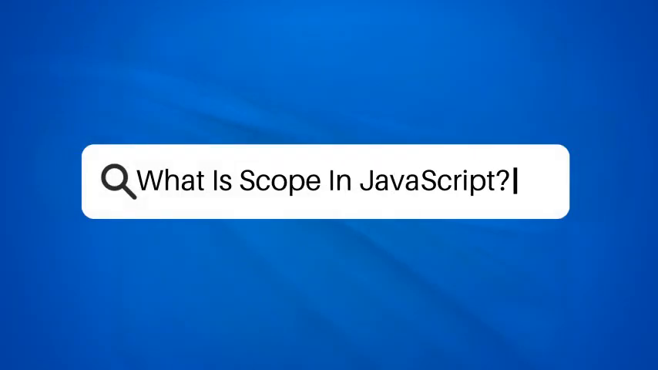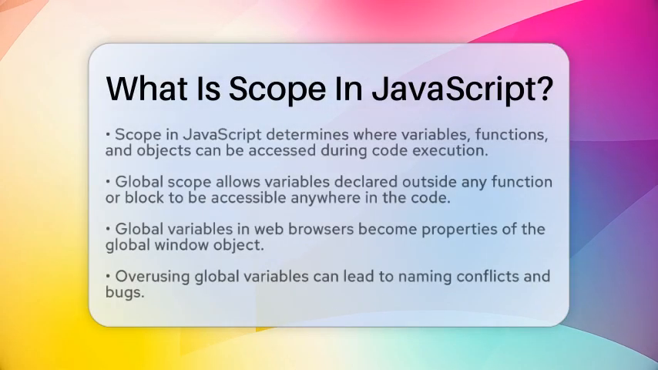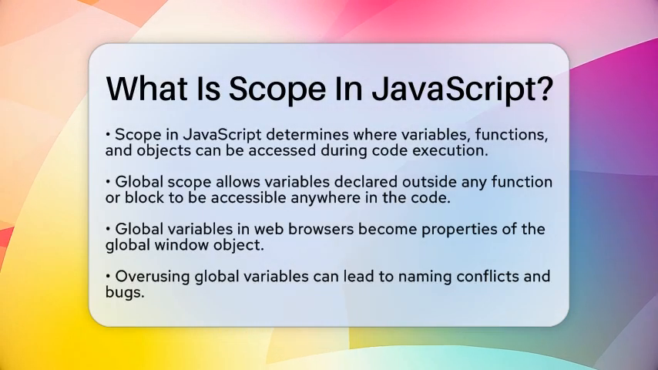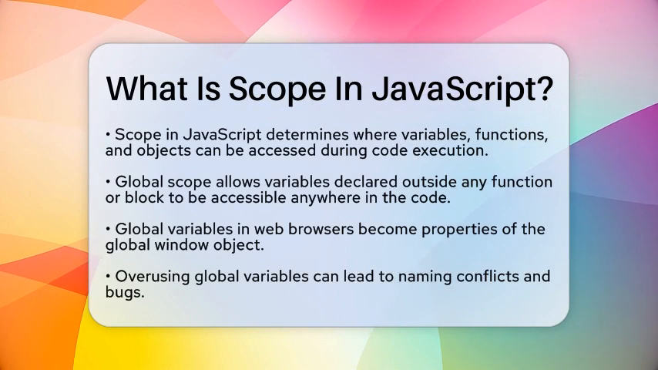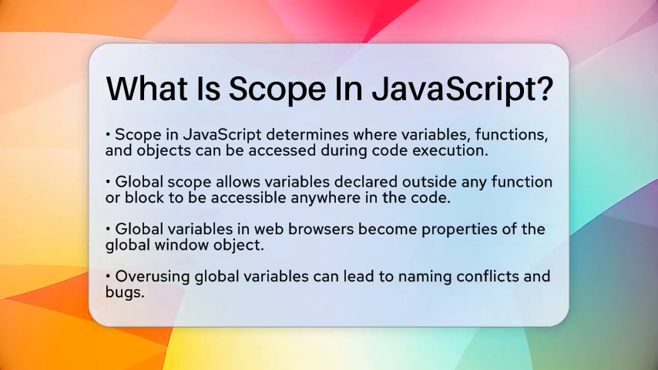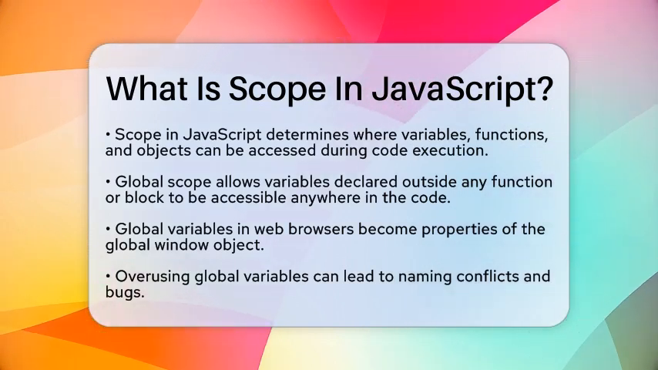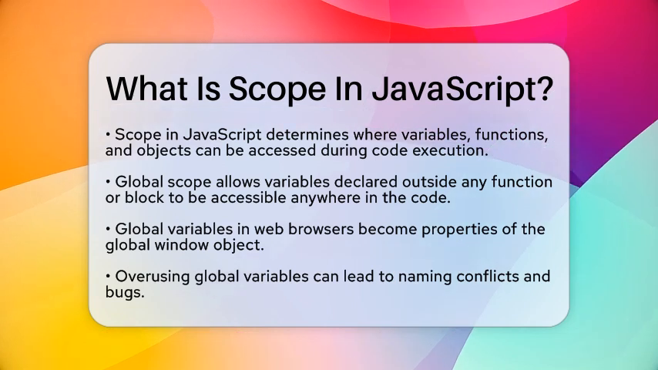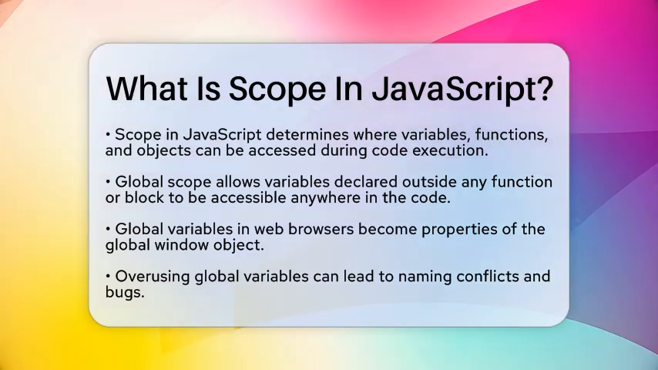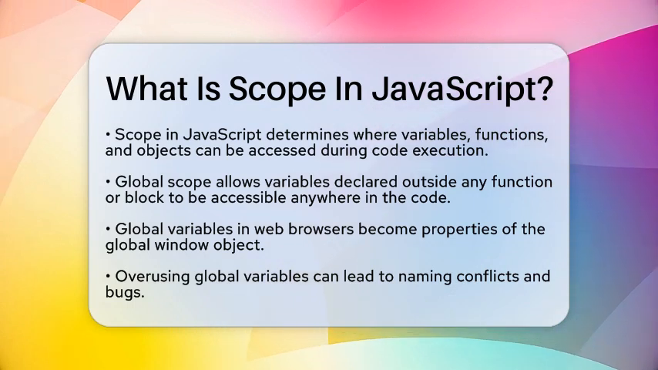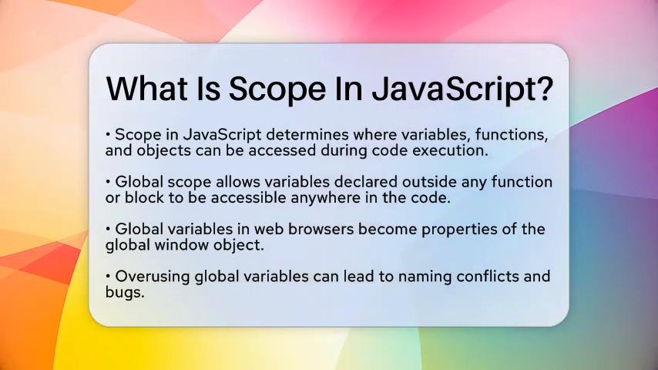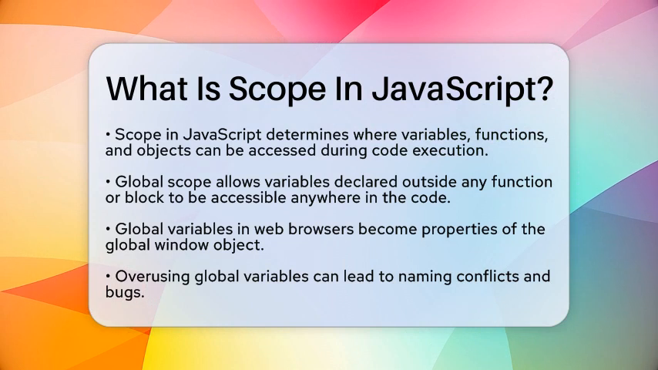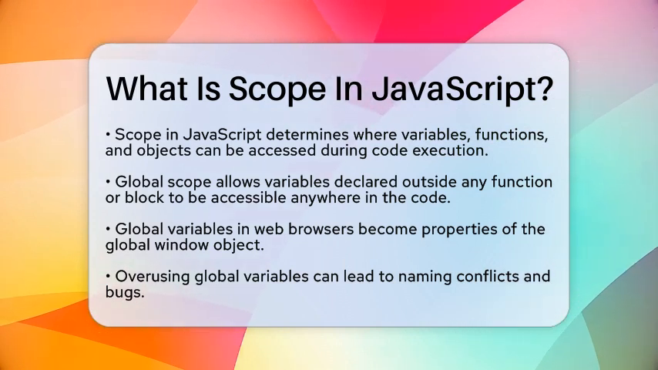What is scope in JavaScript? Have you ever wondered how JavaScript knows where to find your variables and functions? Well, that brings us to the concept of scope. Scope in JavaScript refers to the context in which variables, functions, and objects are accessible during code execution. It plays a vital role in determining where these identifiers can be referenced and used within your program.